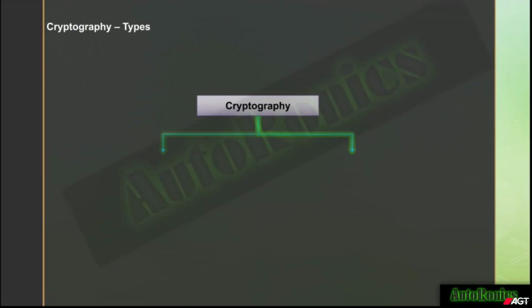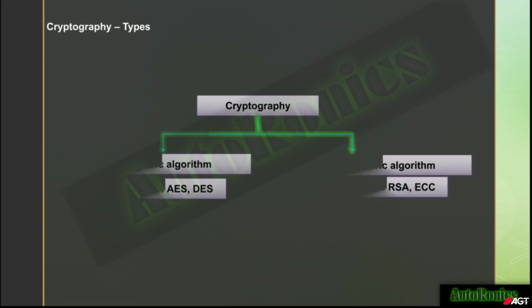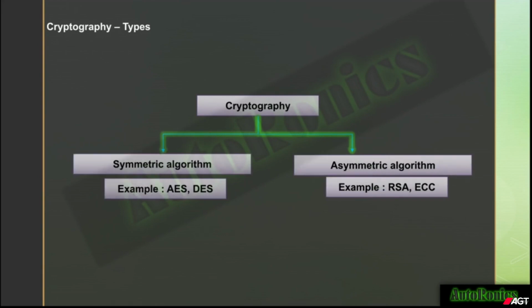Let's see the different types of cryptography algorithms. One is symmetric and the other one is asymmetric. In a symmetric algorithm, we use the same key for encryption and decryption, and on the other hand asymmetric uses two different keys, one private key and the other a public key. So the sender uses the public key to encrypt the data and the receiver uses the private key to decrypt the data.